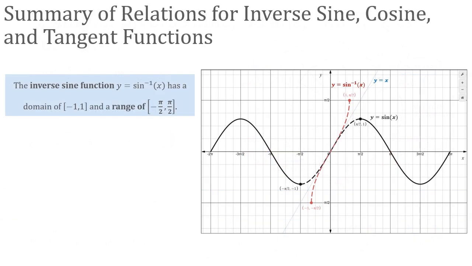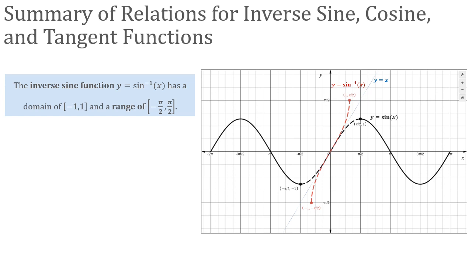All right, let's now summarize everything that we just said. The inverse sine function, y equals inverse sine of x, has a domain of -1 to 1, including both those values, and it has a range of -π/2 to +π/2, including both those values. Now, in this image, I have put not only the original sine function, but I've also included in red the inverse sine function.